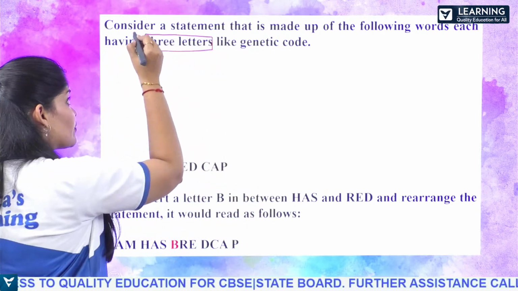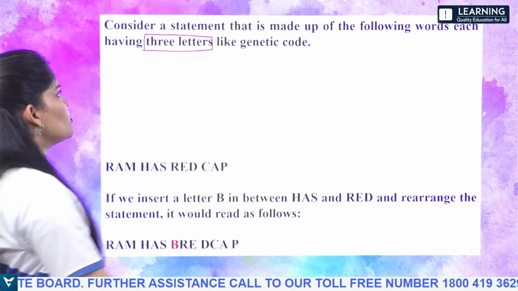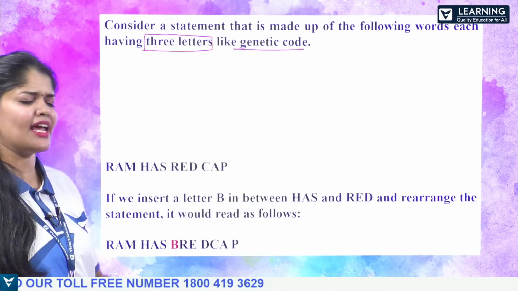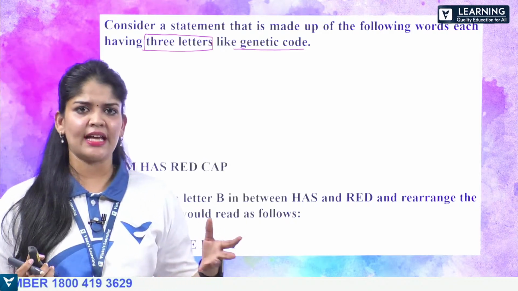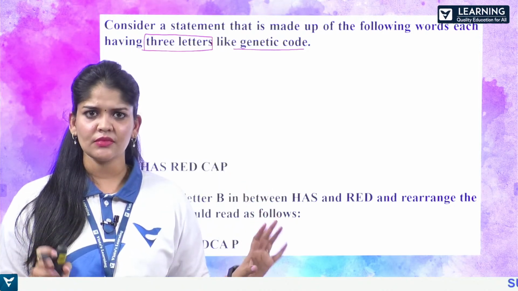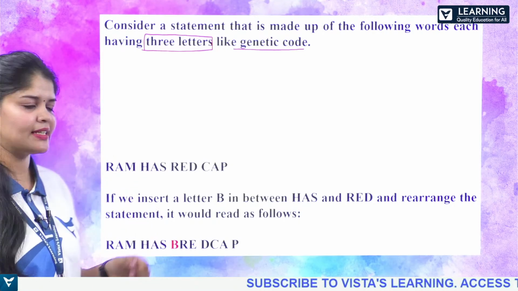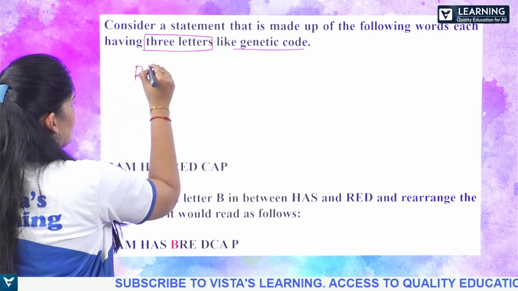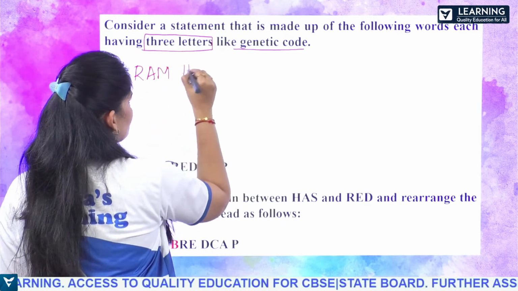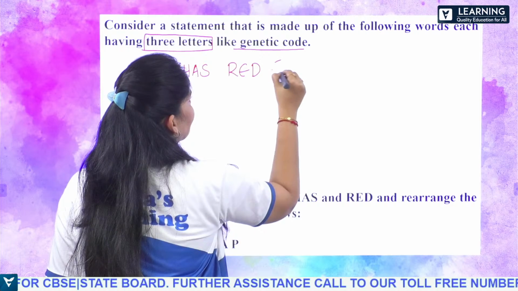Why are we specific about selecting words containing 3 letters? Because a codon is a triplet. In the genetic code, each codon is a triplet. That is why we have selected such a sentence. For example, Tom ate bun, or Run was fun. Similarly, the example given in your NCERT textbook: Ram has red cap. It's a 3-letter word each, right?